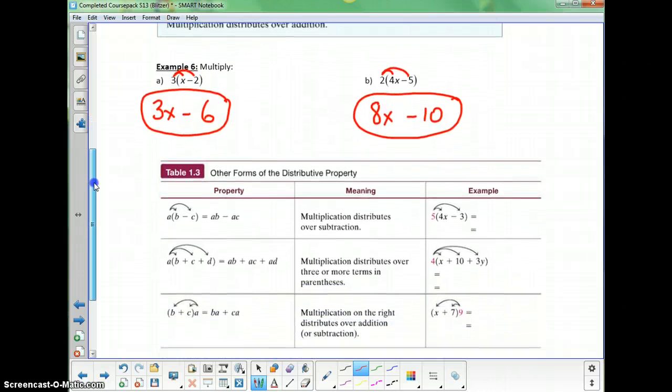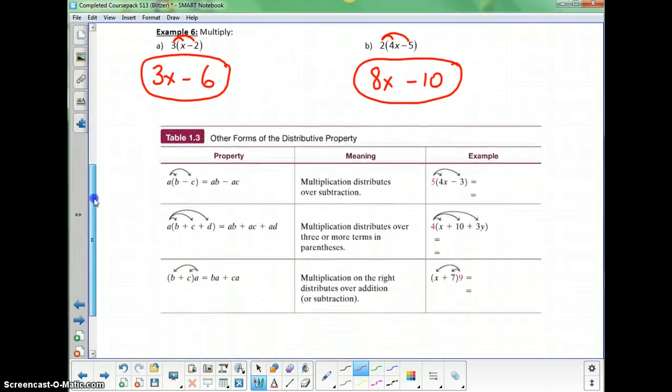Okay. Now, the distributive property can also take other forms than the one that was given in the box above. As we've just seen, we can do the distributive property over subtraction. Another example of that right here, 5 times 4x minus 3. So I'm just going to be multiplying the 5 times the 4x, like I've already seen, minus the 5 times the 3 for a simplified version of 20x minus 15.